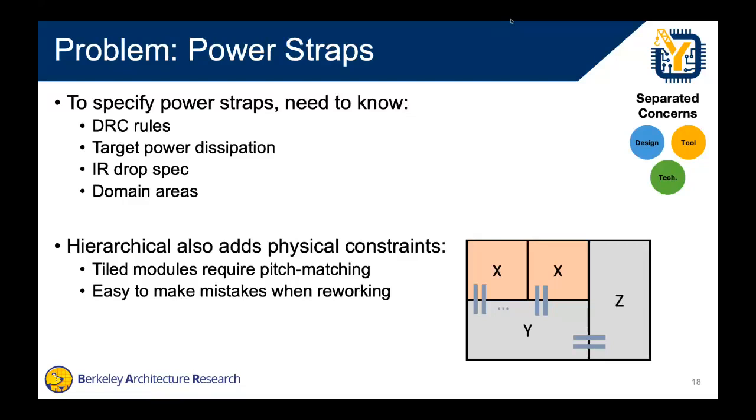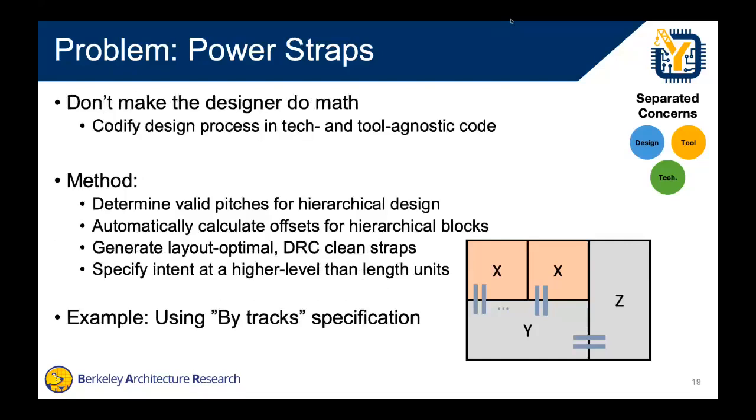And as I was mentioning, hierarchical design adds even more constraints because you're going to need some pitch matching of these straps across tiled modules. It's easy to make mistakes when you do this back calculation to figure out how to meet all these different pitches and rules, and to write down exactly how many nanometers wide my wire should be is not easy. And so Hammer adds an API to avoid making you do this math over and over again. That's tech and tool specific.